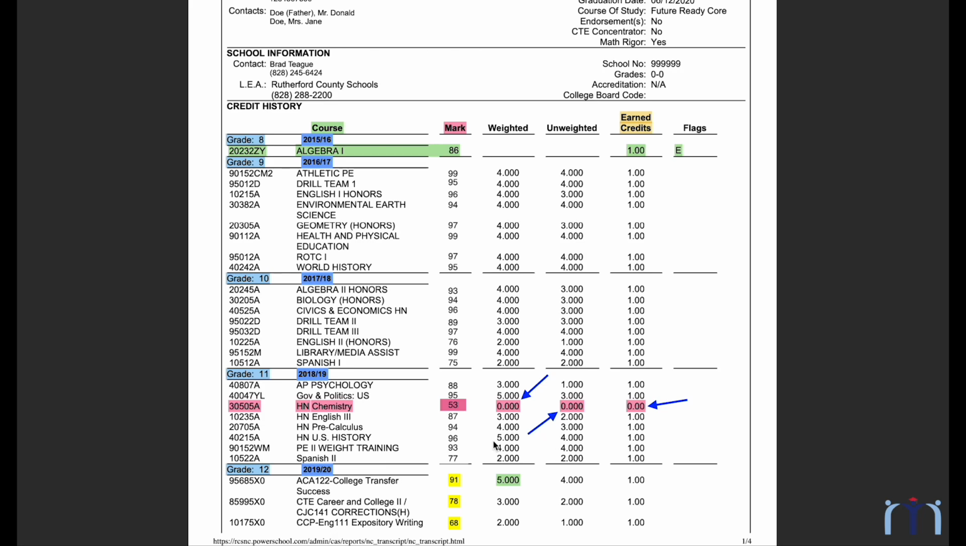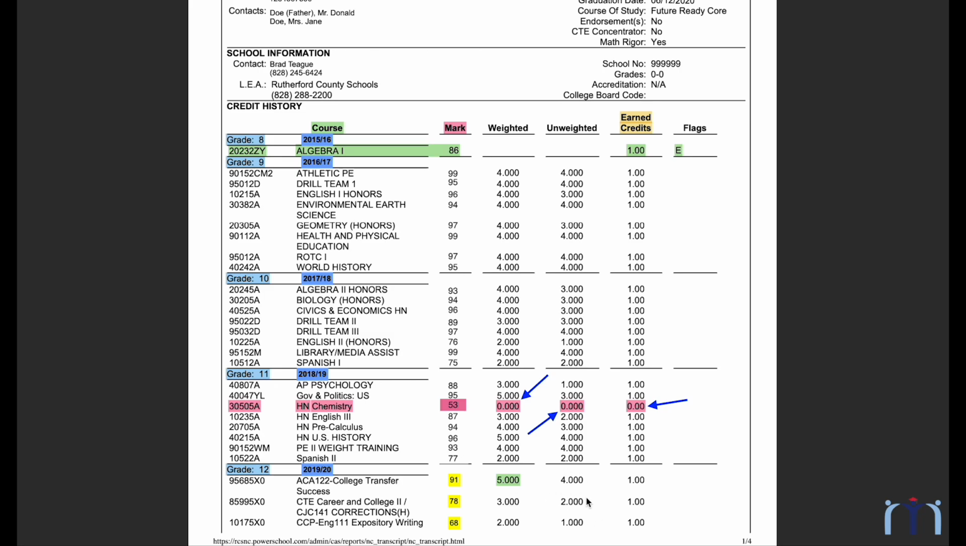If you look next at grade 12, you will see highlighted in yellow at the bottom of the screen a 91 for ACA 122, College Transfer Success. This is a college course taught online through the local community college. This student has scored a 91 or an A. If you look in the green highlighted portion for the weighted points, you will see that is a 5. That is the highest number of points you can earn because it is an online class and it is accelerated at the collegiate level.